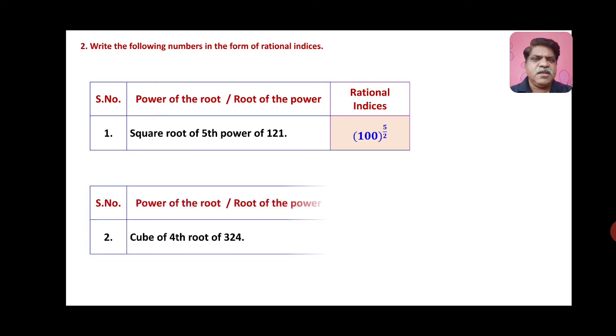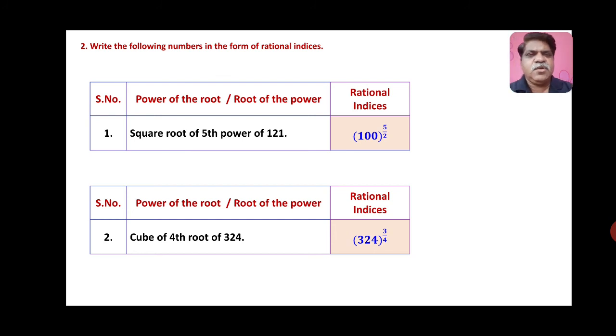Second one, cube of 4th root of 324. It is written in the power of the root form. So, in the rational indices, it is written as 324 raised to 3 upon 4.